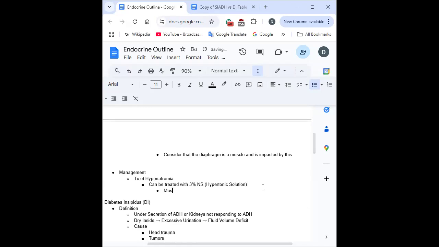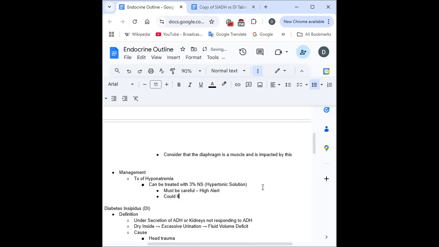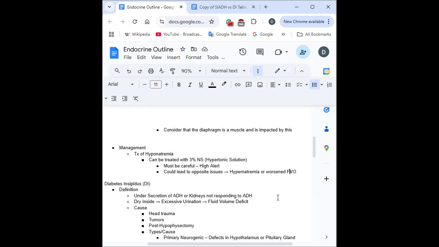Yeah, so you must be careful, high alert, opposite issue. You can go for hypernatremia. Additionally, it might actually cause worsened FBO, because you are giving an infusion of fluids when someone that's FBO would normally rather not have fluids, right? They would rather be on a fluid restriction.